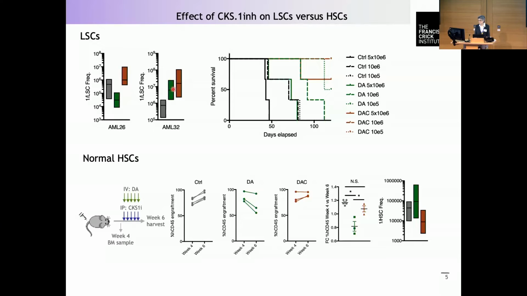And this is also true for these patients. And it shows essentially that in these mice, by adding CKS1 inhibitor to doxorubicin and AraC, we can actually improve the survival of these mice.